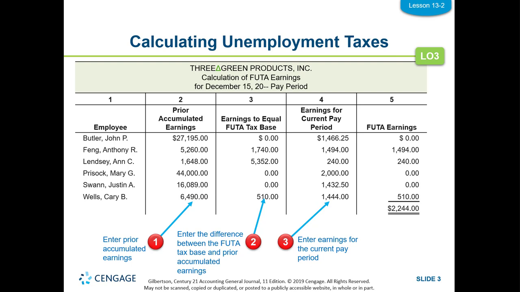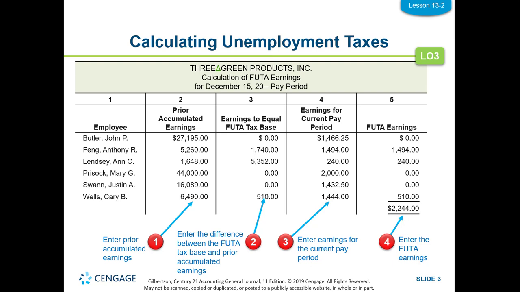Mr. Butler's earnings for the December 15th pay period is $1,466.25. And we're going to enter in column 5 the lesser of the amounts in column 3 and 4, and then total column 5. If the earnings from the current pay period, column 4, are less than or equal to the earnings needed to reach the FUTA tax base, then all current earnings are FUTA earnings. We'll enter the earnings amount in column 5.